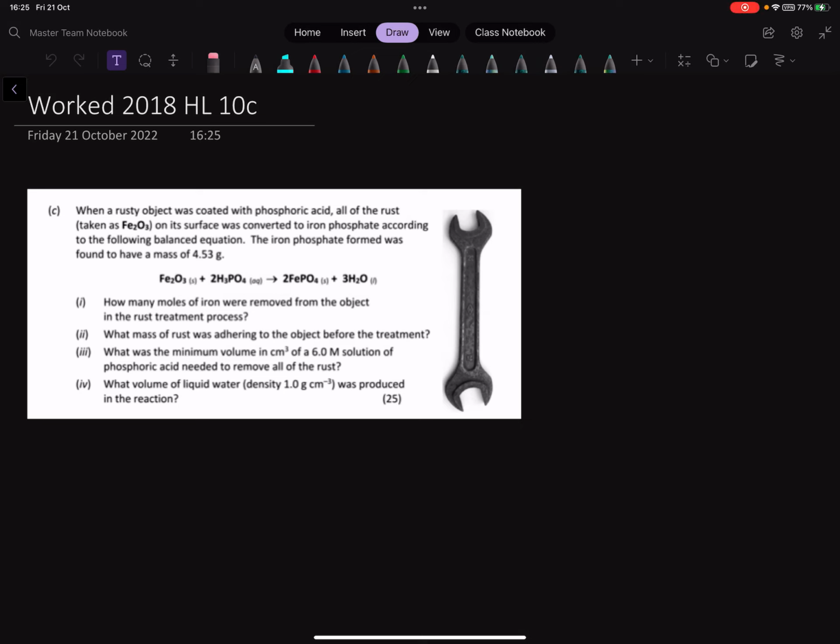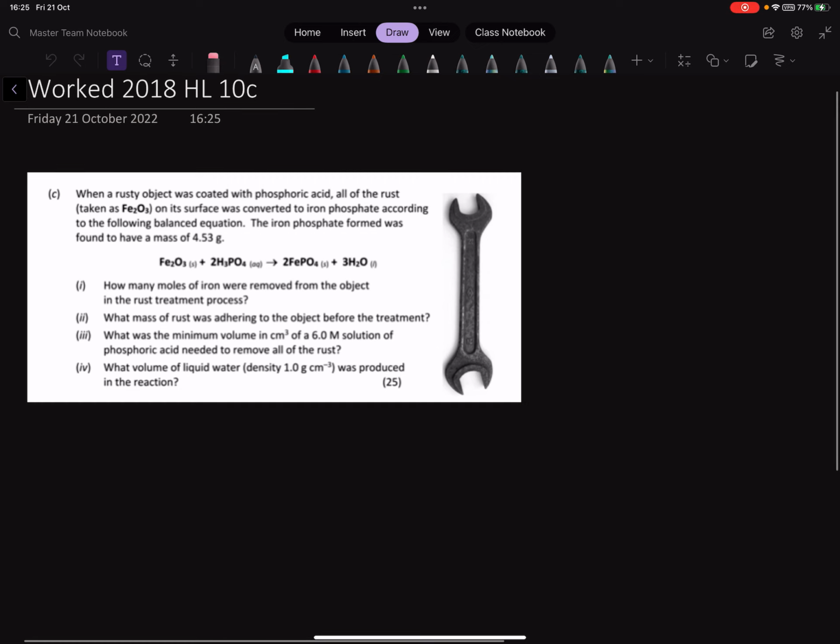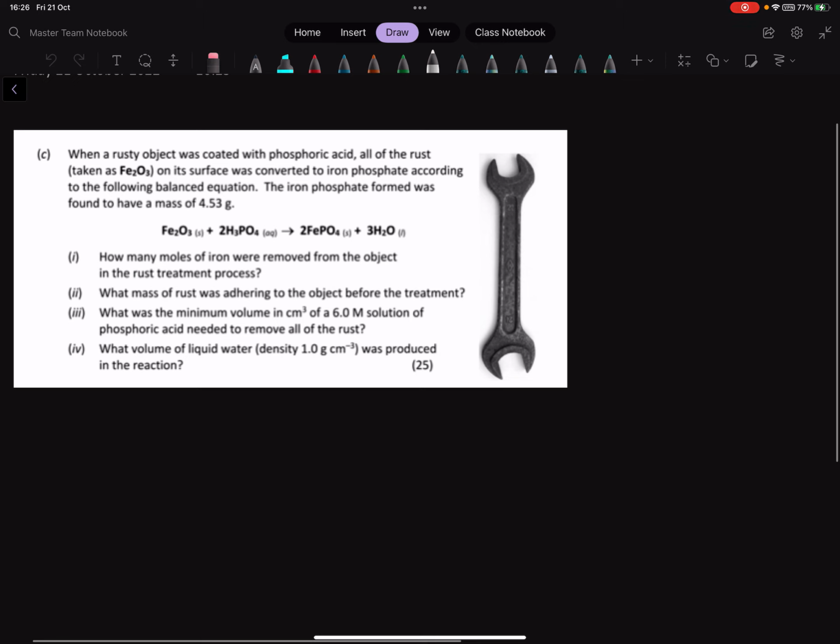Okay then, so we're going to look at 2018 higher level 10C in terms of its working out. So the first thing that we always do is we write our ratio for our equation. So it's 1 is to 2 is to 2 is to 3. We then read our question.